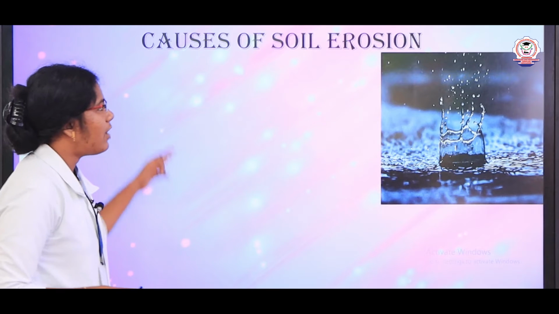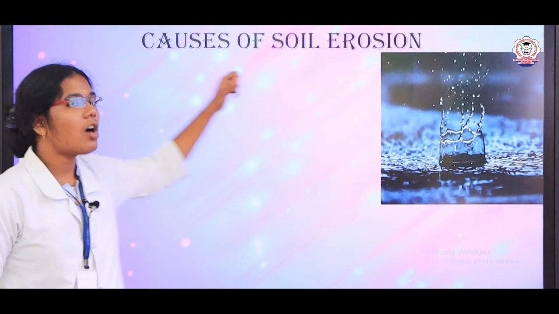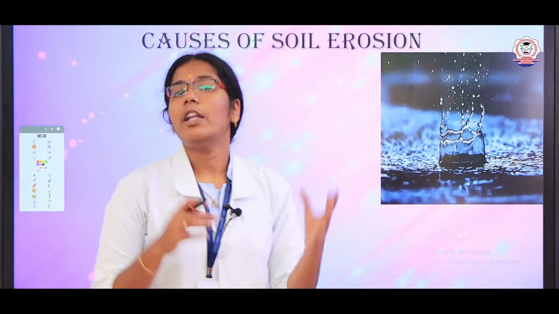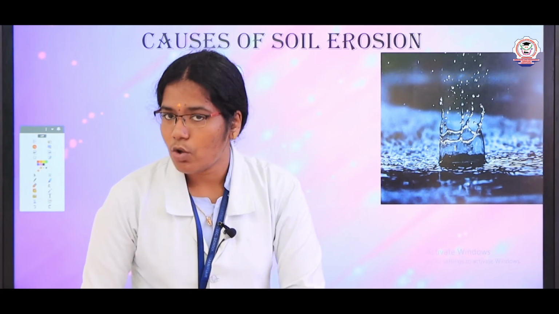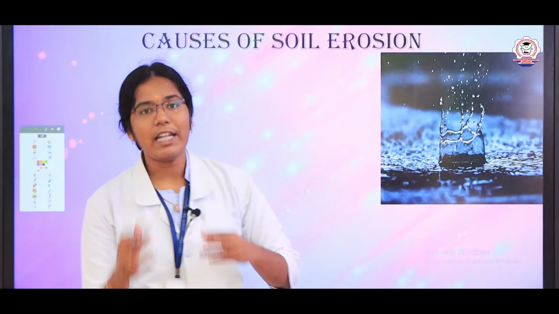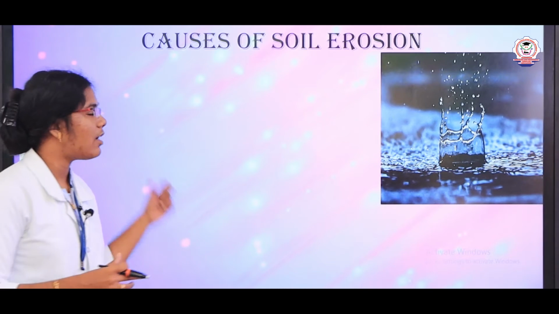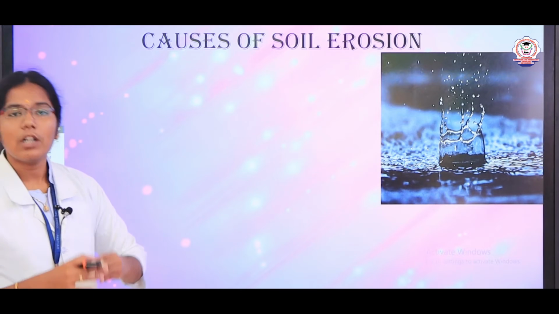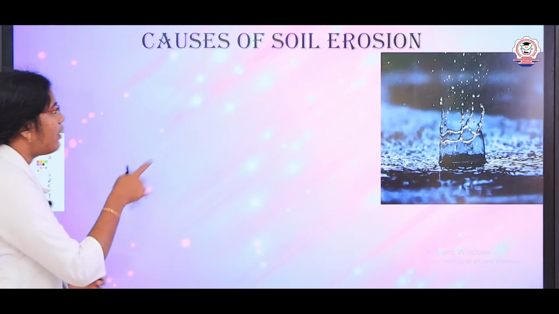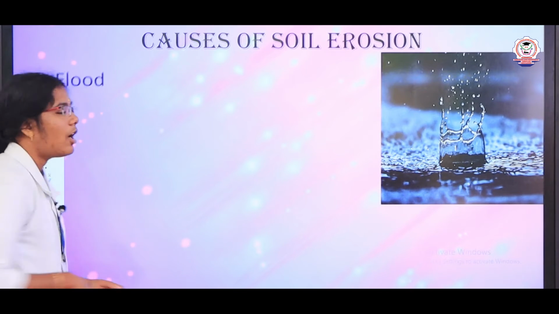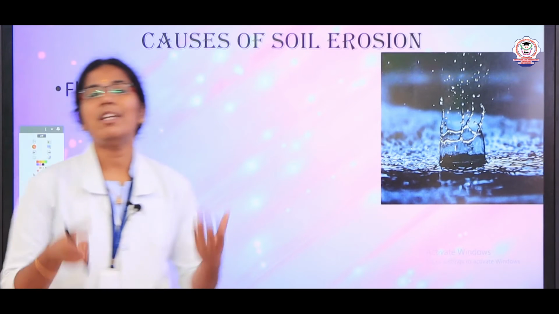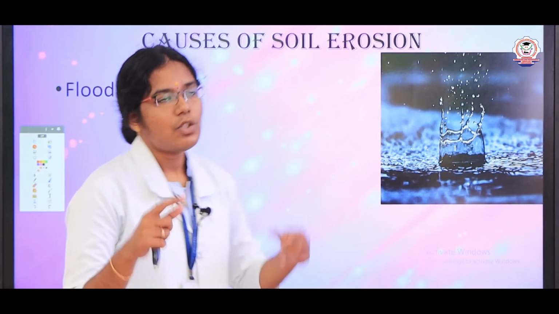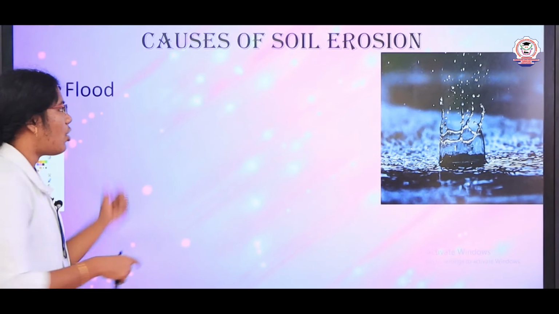Next, we are going to see the causes of soil erosion. We already discussed, children, that the removal of the top layer of the soil by the action of wind and rainfall is soil erosion. Now we will see the causes. The first one is flood. Due to heavy flood, which means continuous rainfall, the flood causes soil erosion.